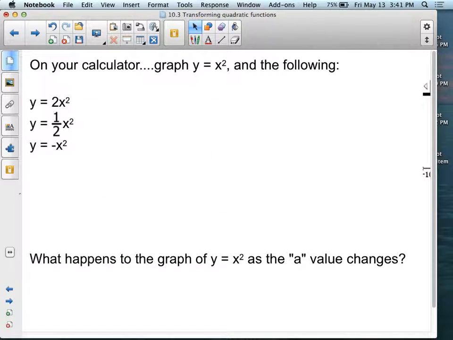So what I'd like you to do is to make sure you have your calculator ready. If you need to pause the video, do so. And then take your calculator out, and let's make these 4 graphs. Hit pause, sketch those graphs, and then we'll come back and talk.